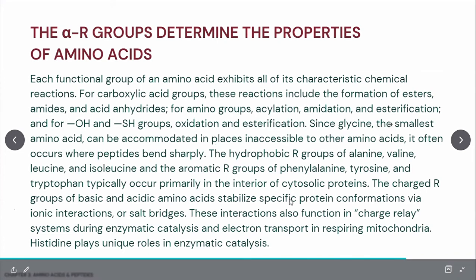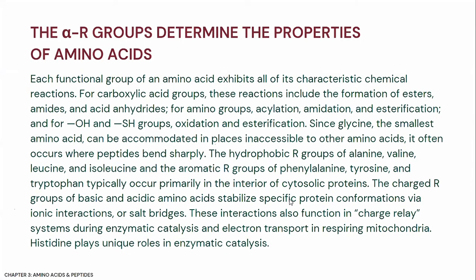Glycine, the smallest, does not have an R group, and can be accommodated in places inaccessible to other amino acids. It is often found in peptide bonds. So when you have polypeptide or peptide bonds, you will be sure that you have a glycine molecule there.